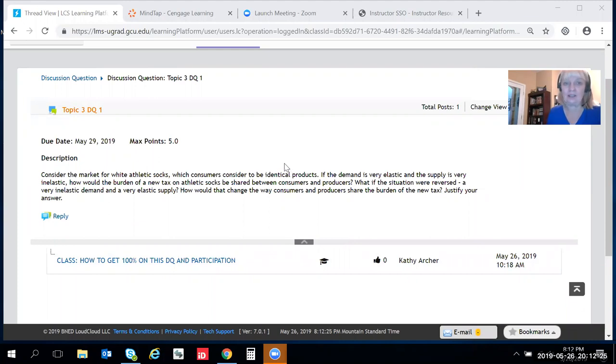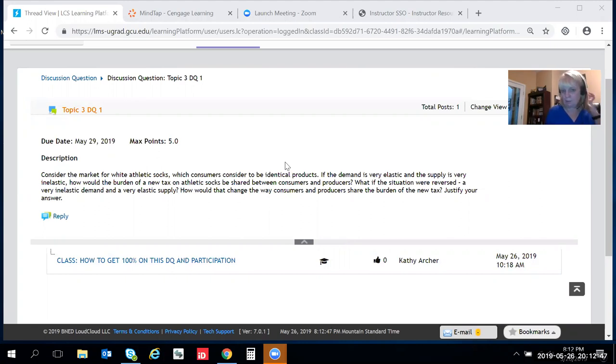Today, we're working on Topic 3, DQ1. Now, here's the weird thing about Topic 3. Both of the DQs in this topic go back to Chapter 6, which is actually included with Topic 2. Chapter 6 was an important chapter and one we didn't talk very much about, so the DQs go back there.